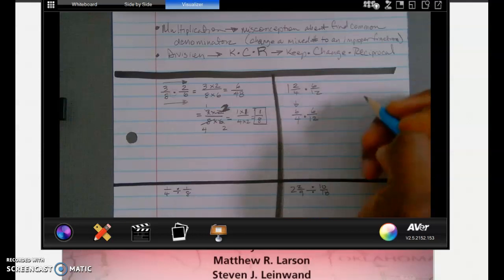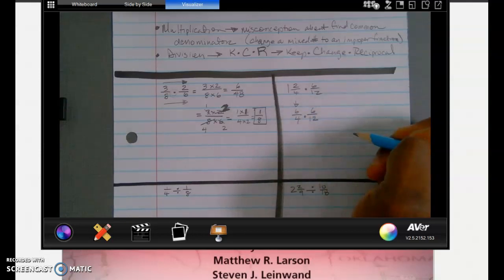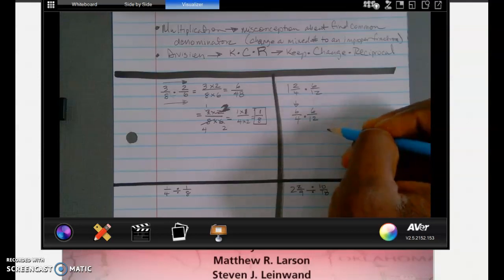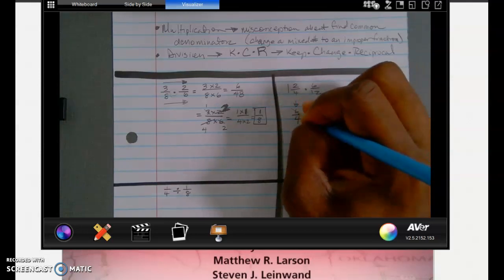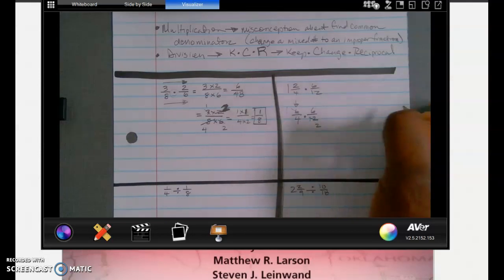I need to be thinking about what I can cross simplify. Greatest common factor between 6 and 12. I know that my factors of 6 are 1, 2, 3, and 6. I know that my factors of 12 are 1, 2, 3, 4, 6, and 12. So what was that greatest common factor? You guessed it, it was 6. 6 divided by 6 is 1. 12 divided by 6, 2.